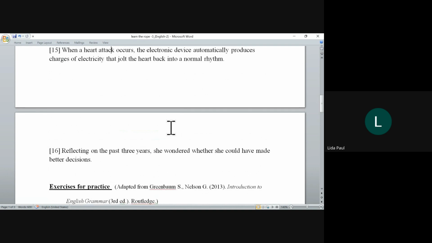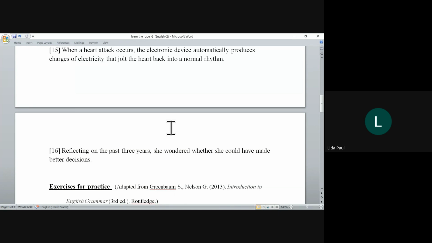Then the last one here. Reflecting on the past 3 years, she wondered whether she could have made better decisions. Whether she could have made better decisions. Very good. And what kind of clause is that? Noun clause.